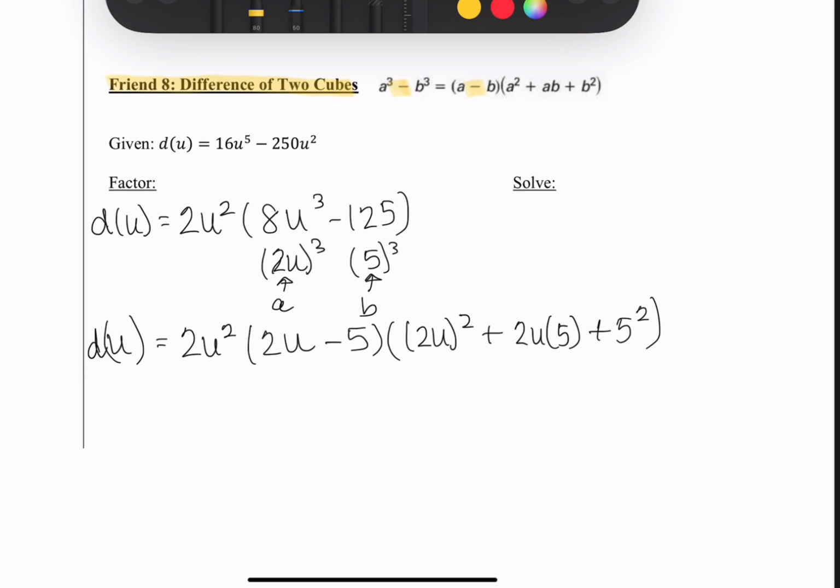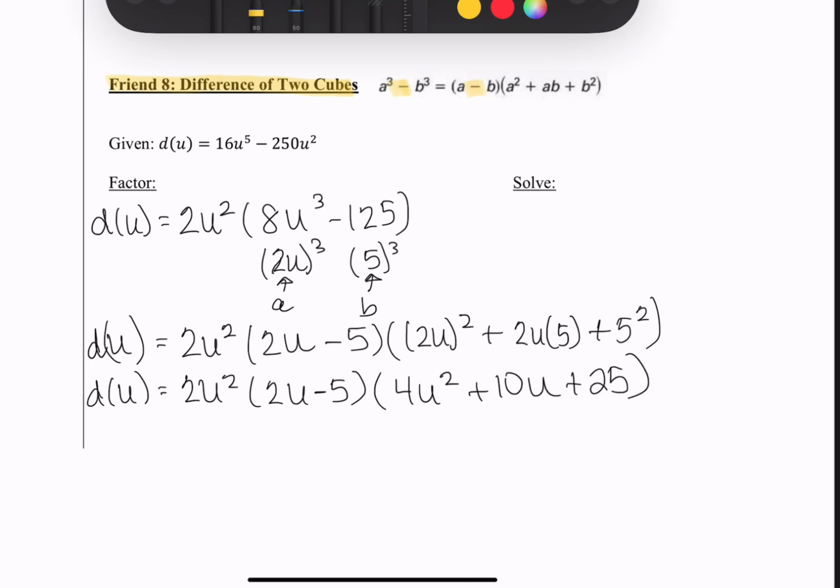All right, simplifying this, I've got 2u squared times 2u minus 5. Now 2u squared is really 4u squared. And 2u times 5 is really a 10u. And 5 squared is really a 25.